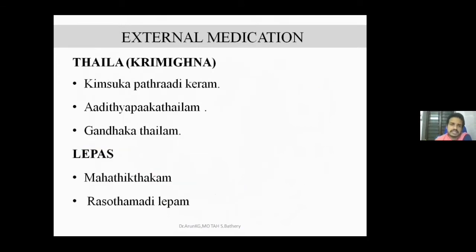Then tailas are mentioned which are beneficial for fungal infections, including Kimchik Patradi Tailam, Aditya Tailam. Actually, these are mentioned in the case of Pama Prakarana in Sastra Yoga and all. These yogas are very beneficial in cases where widespread lesions are there. So in that case these taila yogas are very beneficial. Then Mahatiktaka Ghrita, Lepam like Rasotama Lepam, especially in all Tineas is beneficial.